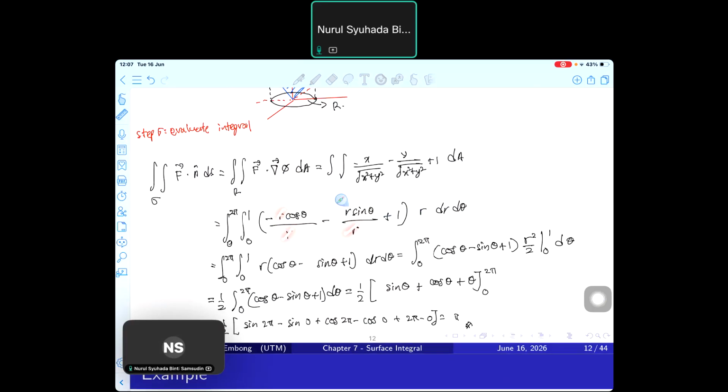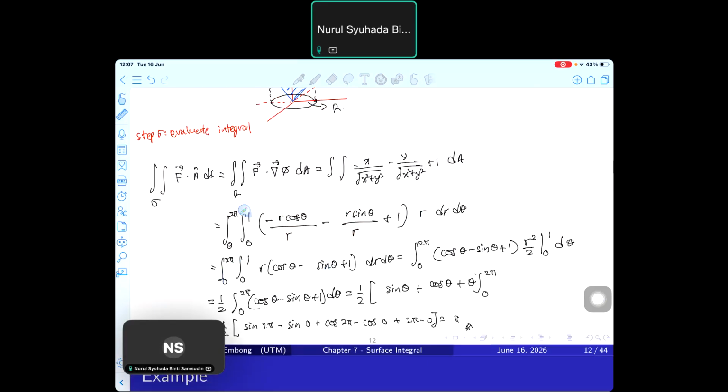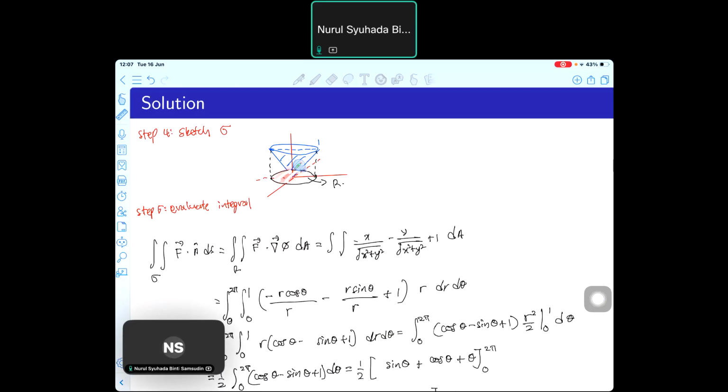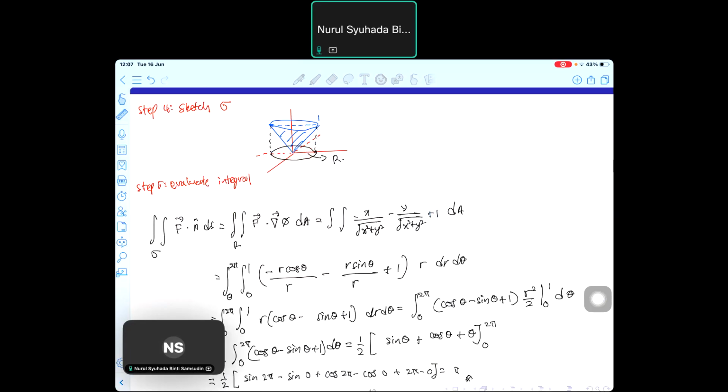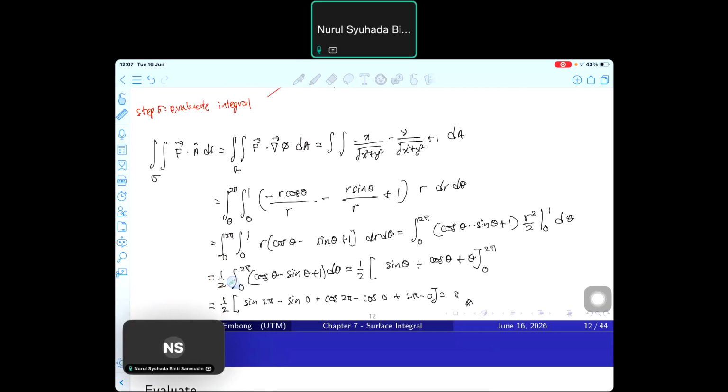So this r you can cancel, and then we will be left with this integration. The limits here, of course, are easy because it covers the whole region. So r goes from 0 up until 1. And because it's a whole circle, theta is going to cover from 0 to 2 pi. So evaluating first with respect to r, we will get r squared over 2. Evaluated from 0 to 1, we will have 1 over 2. So this evaluation of the integral is easy, and everything is calculated over here.